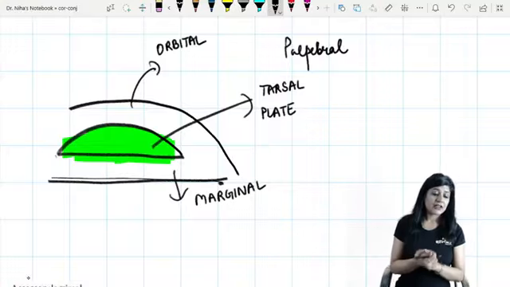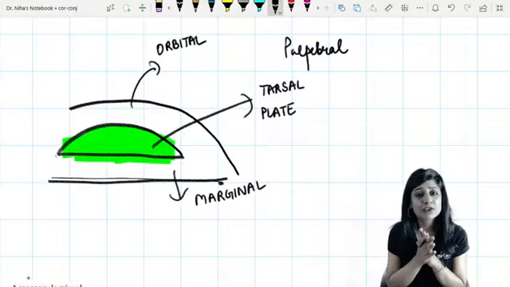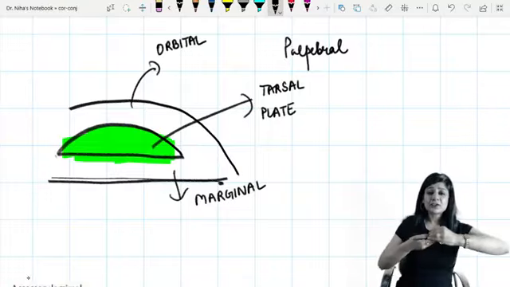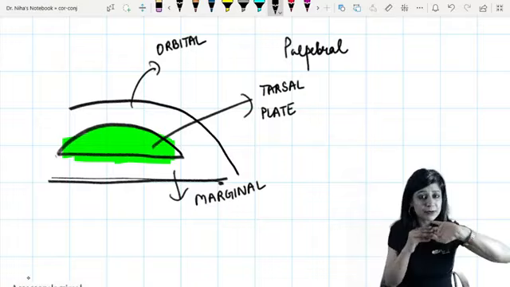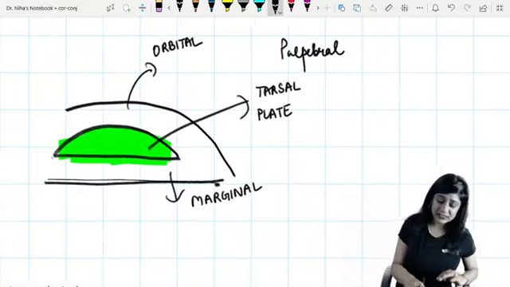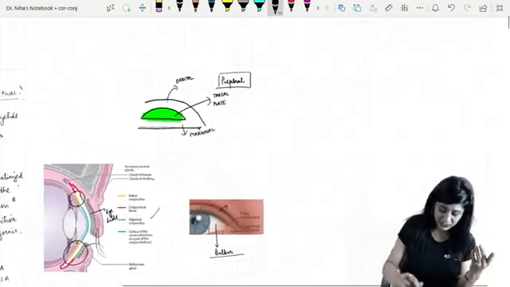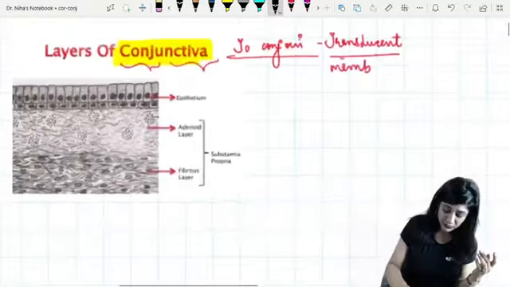So we have got the 3 parts of conjunctiva: we have palpebral conjunctiva, bulbar conjunctiva, and conjunctival fornix. And when you invert the palpebral conjunctiva, this can further be divided into 3 parts. So I hope now the structure is very clear. Now we will go back to this image and look at the parts of the conjunctiva.